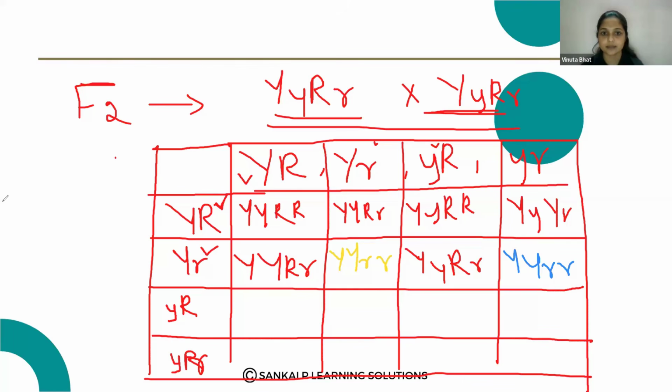So then here capital Y, small y, capital R, that is the same. And here capital Y, small y, capital R, small r. Then here small y is there, so I'll take some other color, small y, capital R, right? Then the last one here also small y, capital R, small r.